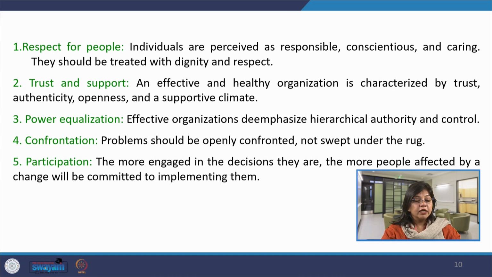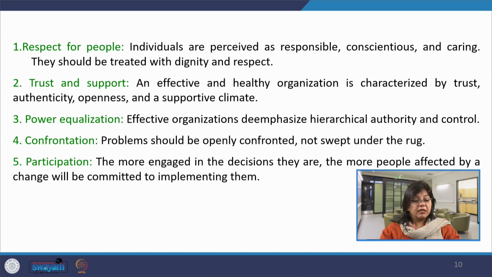The other is confrontation. Problems should be openly confronted, not swept under the rug. So, it is not only about a problem concerned with only one group of people or one person. Whenever the problem is there, it should be discussed openly in order to welcome more suggestions, more solutions and more problem solving ideas to resolve any problem within the organization. When this kind of climate is maintained in the organization, then implementation of change becomes more effective and lucid.